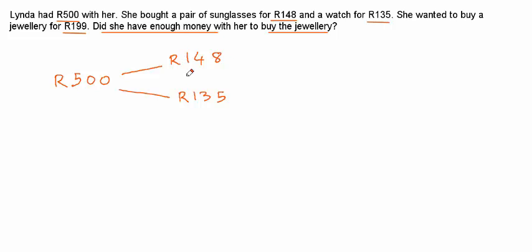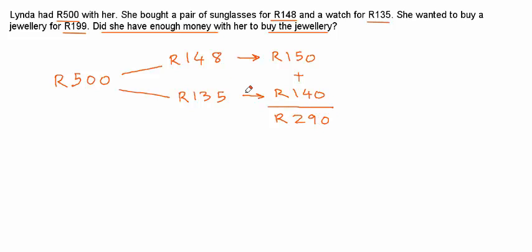Now you could round these two numbers to their nearest 10. To the nearest 10, 148 Rand is 150 Rand. And to the nearest 10, 135 Rand, remember 5 or more is rounding up, so this changes to 140 Rand. And then 150 plus 140 is a lot easier to do than 148 plus 135. If you add them up, you get 290 Rand.